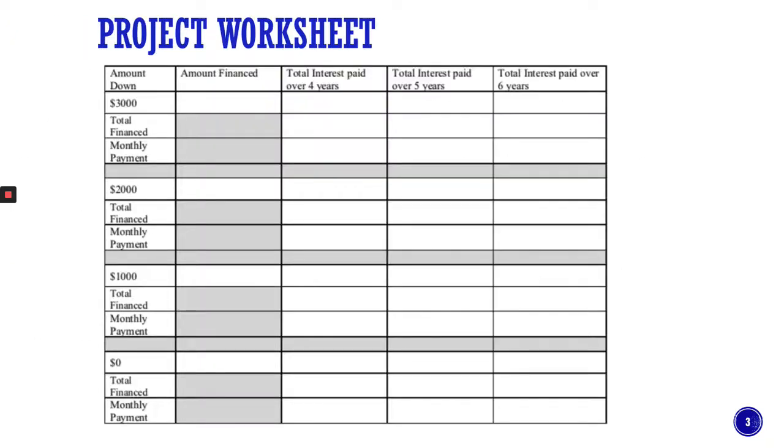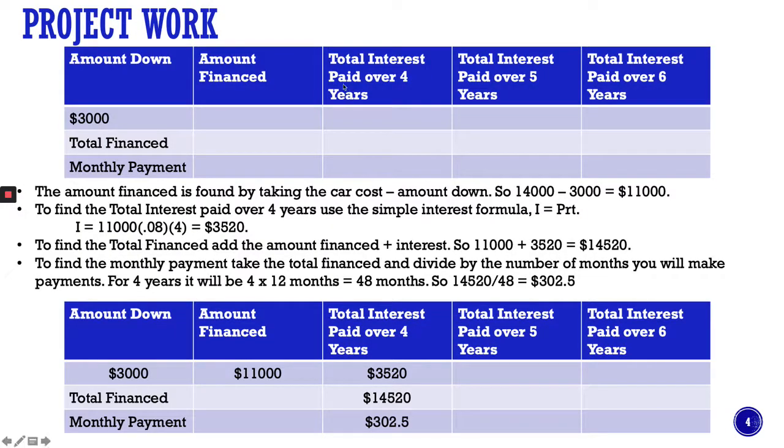So here's what the worksheet will look like. You have a couple of options here. We're going to do $3,000 down, $2,000, $1,000, and no money down. Your amount financed, this will just be one of the squares. So the gray squares you're not going to fill in. The total interest paid over 4 years, 5 years, and 6 years. You will find the total amount financed and then figure out the monthly payment. And you'll do that for all 4 options. So let's work on that together.